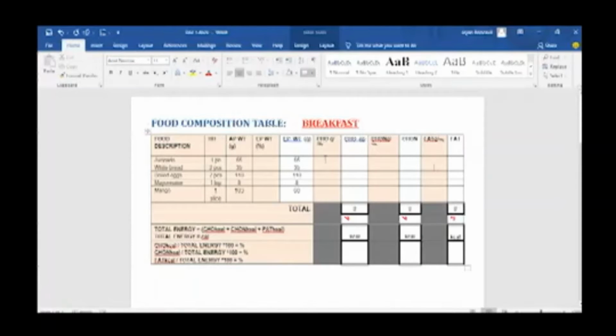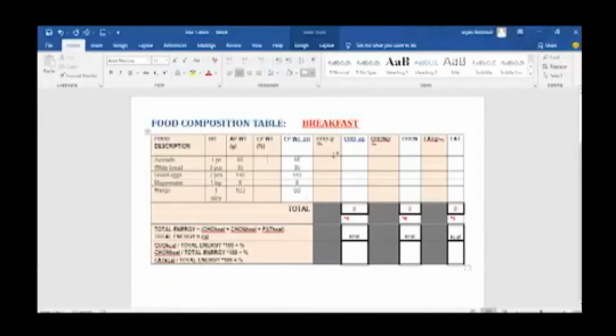Food composition table for breakfast. So first we determine the percent of carbohydrate, protein, and fat in the meal. So for avocado, there was 1 piece, bread 2 pieces, boiled eggs 2 pieces, mayonnaise 1 teaspoon, and mango 1 slice. And its AP weight is 65. For bread 35, boiled eggs 110, mayonnaise 5, mango 103. So for EP weight or edible portion weight, avocado is 65 as well, 35 for white bread, 110 for boiled eggs, mayonnaise 5, and mango 60.